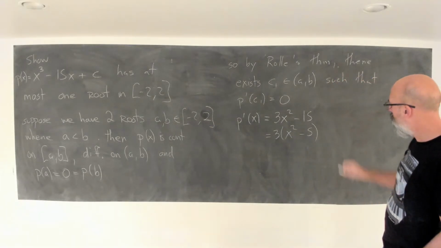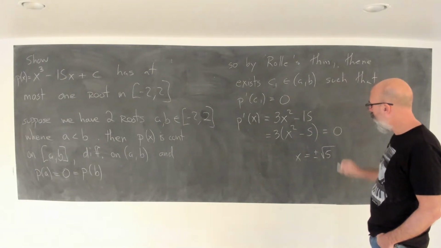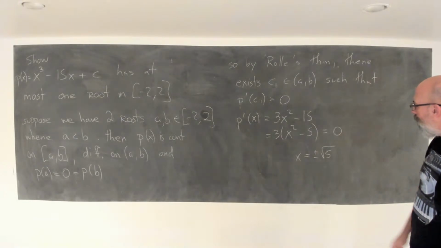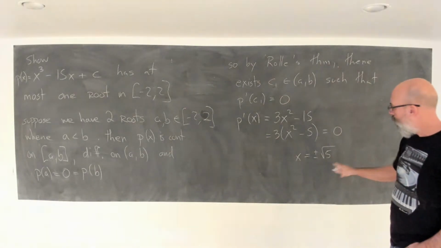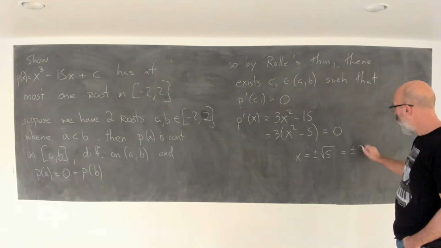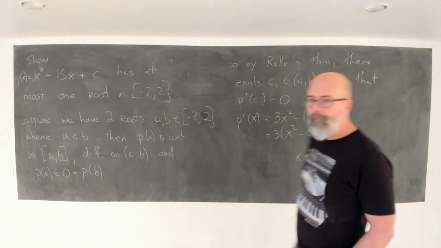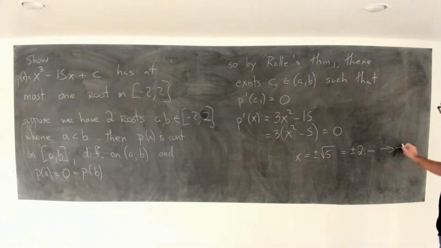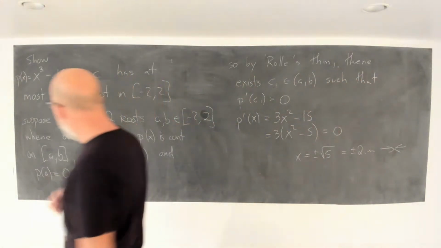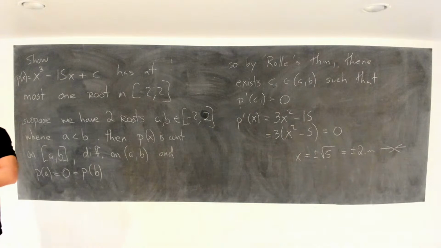And what are the roots? The roots, easy to see, are plus or minus root 5. And root 5 is bigger than root 4, which is 2. So this is 2 point something or negative 2 point something, which is outside of this interval. Contradiction. So an assumption we made must have been wrong, and the only assumption we made was that we had 2 roots. There it is.